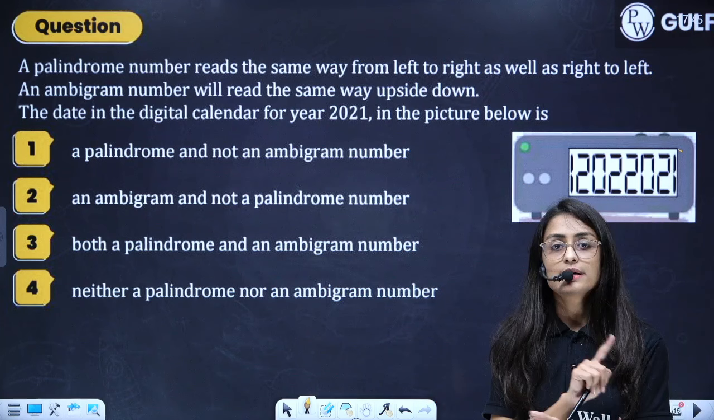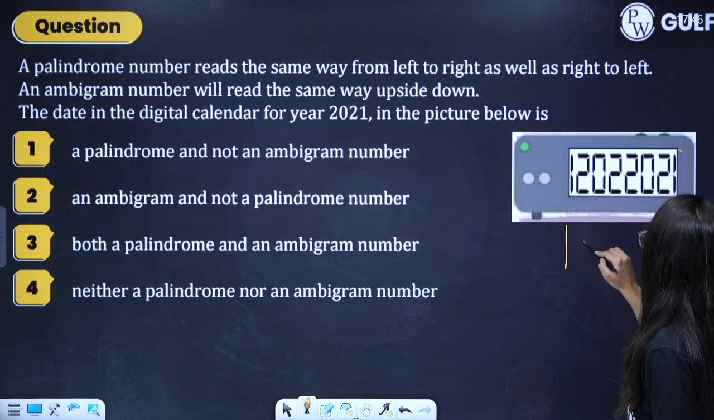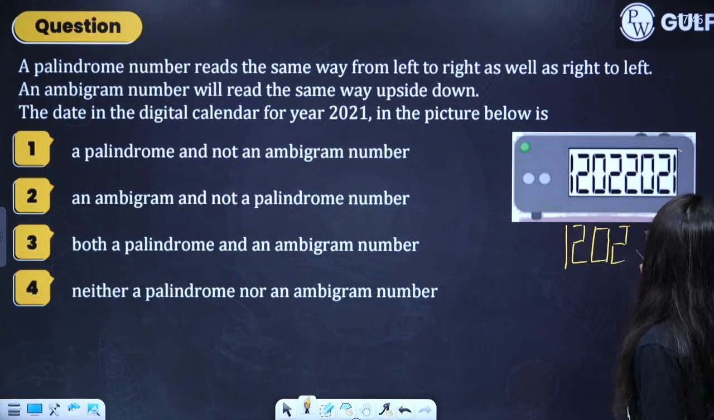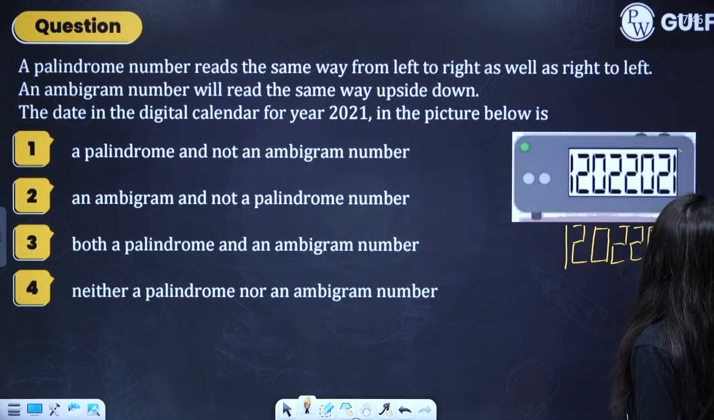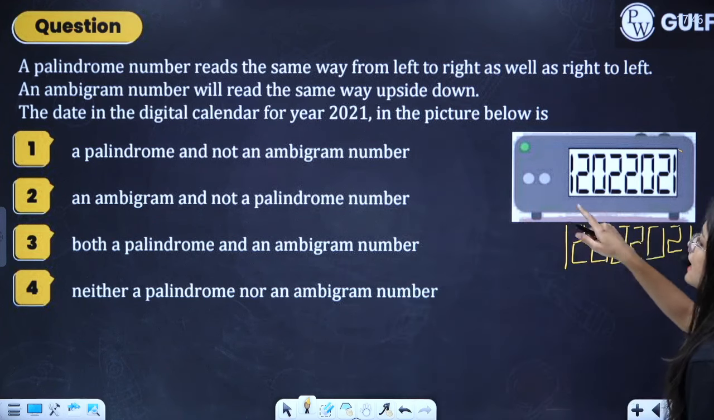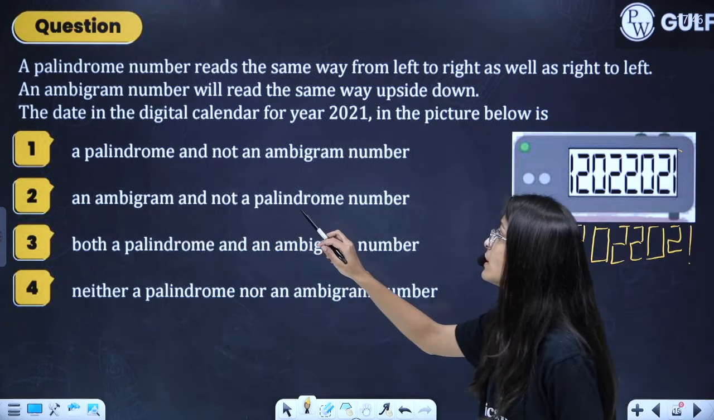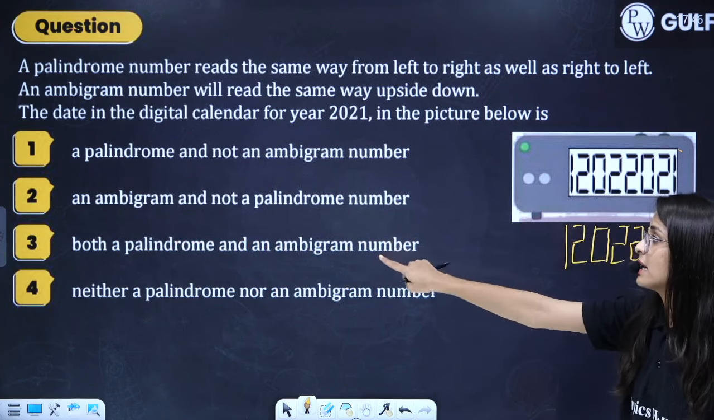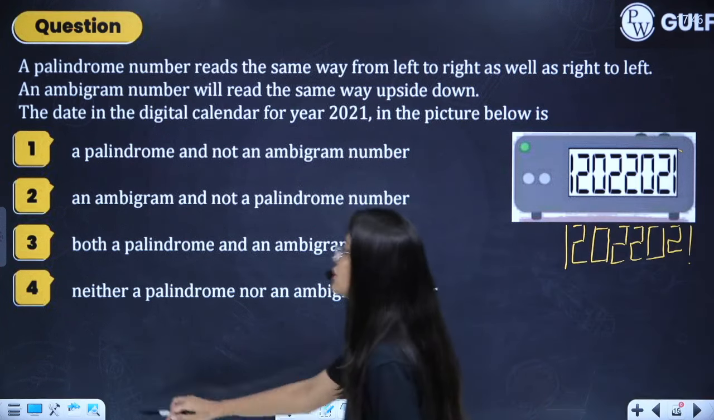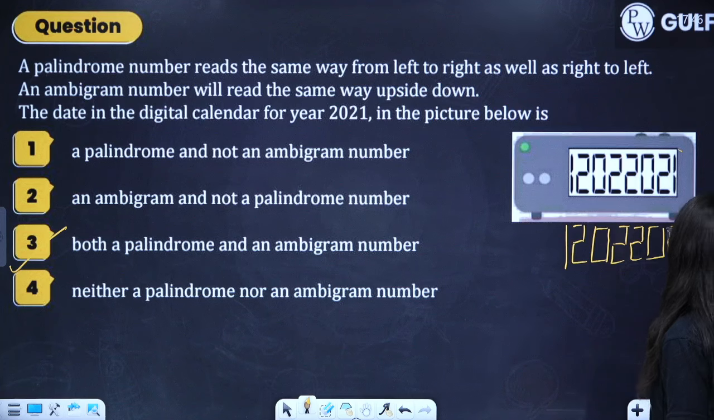So first of all, I check it as a palindrome and then I look at it as an ambigram, right? It is giving me the same. 1 will be as it is, 1, 2, 2 will be again as it is, 0, 2, 2, 0, 2 and 1. So I'm getting the same thing, right? So I can say the date in the digital calendar of 2021 in the picture below is a palindrome and not an ambigram, or an ambigram and not a palindrome, or both a palindrome and an ambigram. So we'll be going with option C, right? It's a palindrome as well as an ambigram number.